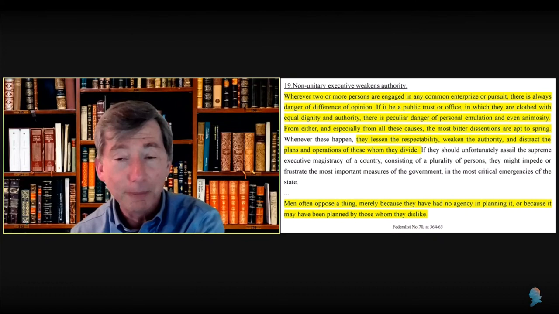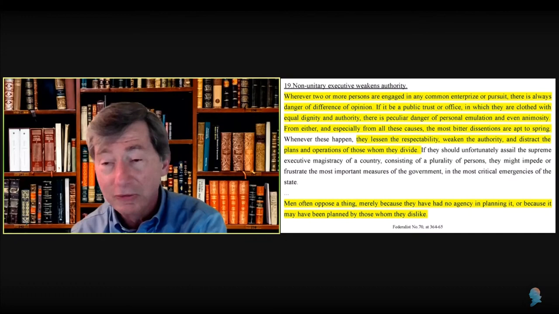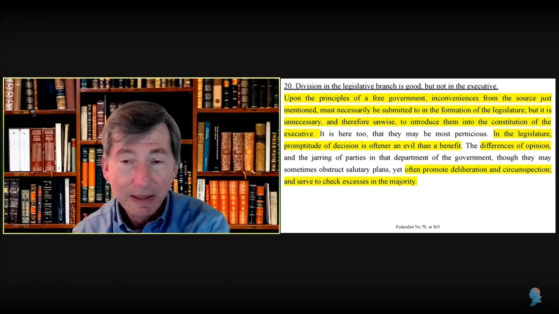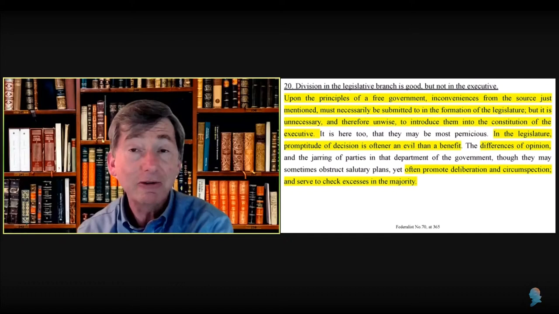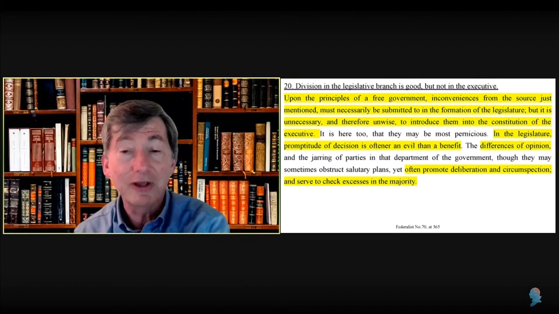Division in the legislative branch is good, but not in the executive. Think about it. A legislature is supposed to make law for the whole country based on all kinds of different viewpoints. Members of Congress are there to represent those different viewpoints and to reach, if they can, a consensus, or not to legislate if they can't reach a consensus. But whenever they do reach a consensus and enact a law that the president signs, then it's time to execute.